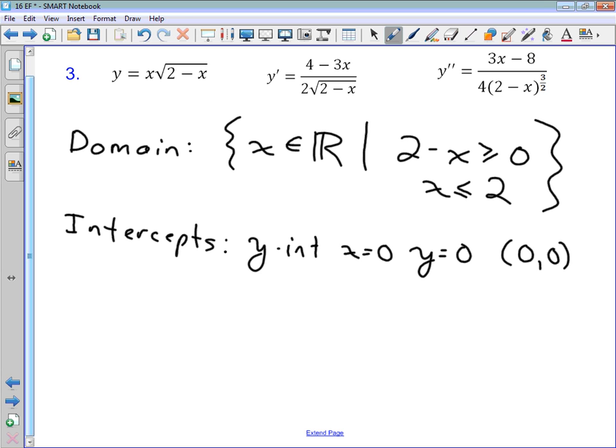What about our x-intercept? We will set y equal to 0, and then we will try to solve here. So let's just write this out. Whoops, I meant to put a square root symbol there. Square root of 2 minus x equals 0. How can we solve this guy? What do we think here?